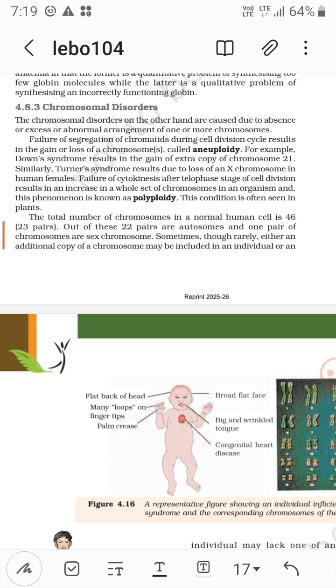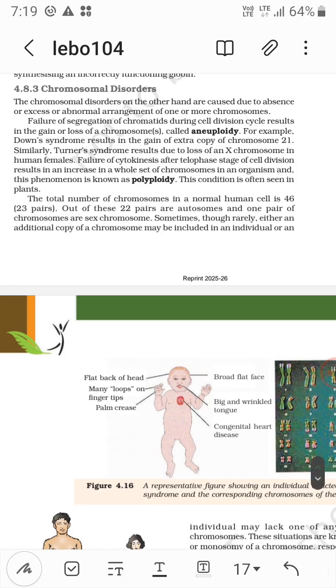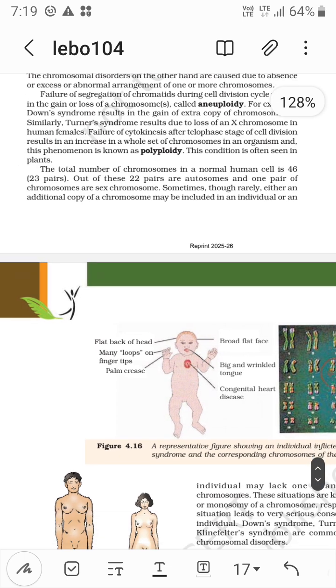This condition is often seen in plants. Failure of cytokinesis means the failure of cell division once there is karyokinesis. So failure of cytokinesis after telophase of cell division results in an increase in a whole set of chromosomes in an organism, and this phenomenon is known as polyploidy. So this condition is seen in plants.